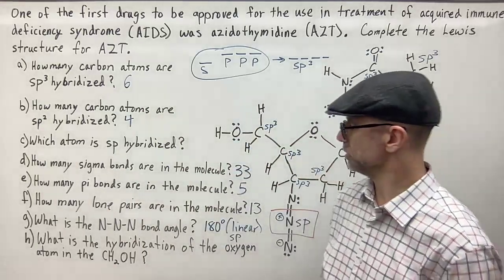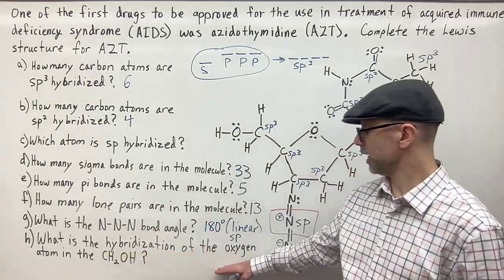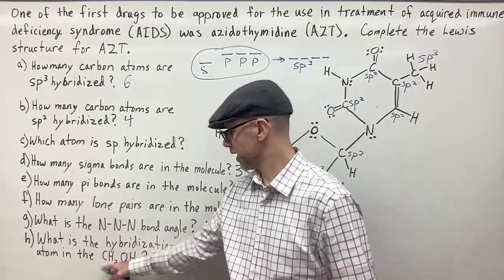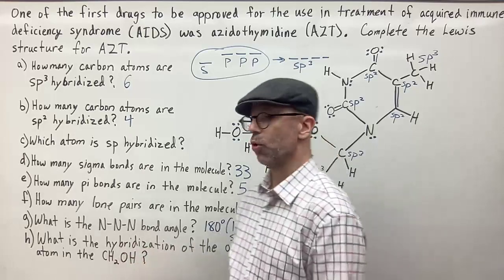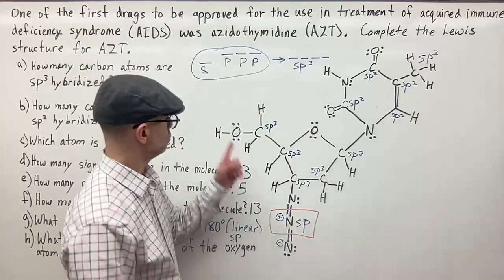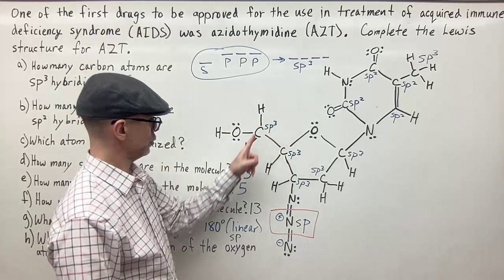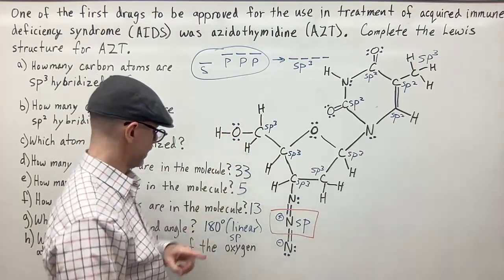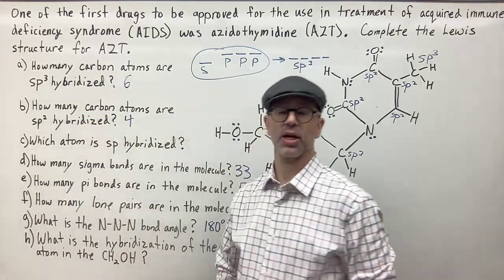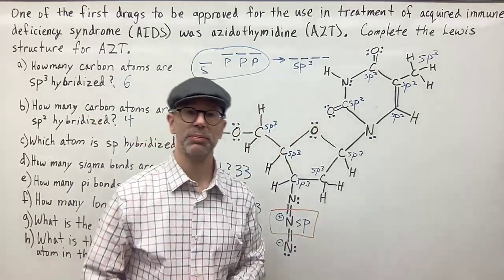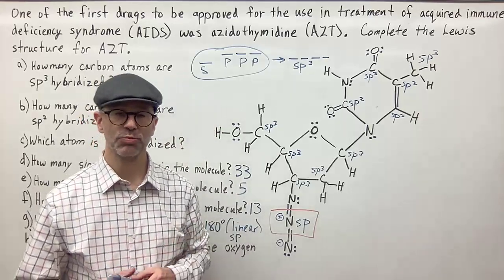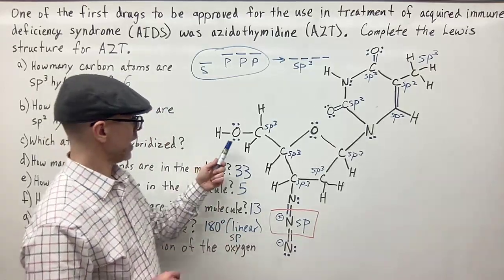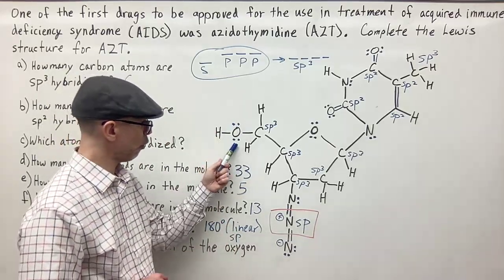And last but not least, what is the hybridization of the oxygen atom in the CH2OH group? Where is that group? Right here, CH2OH. So this oxygen here, you want to know what the hybridization is. Again, hybridization is dependent upon the number of electron groups, whether they're bonding or non-bonding. So if we count the electron groups around the oxygen, we have 1, 2, 3, 4.